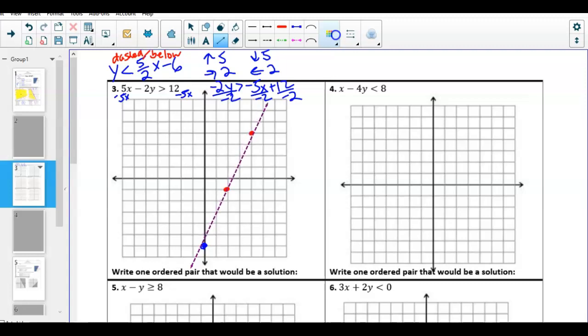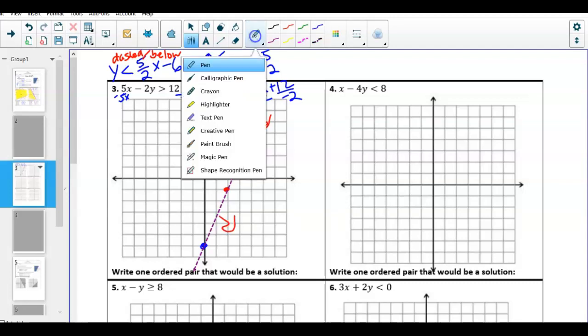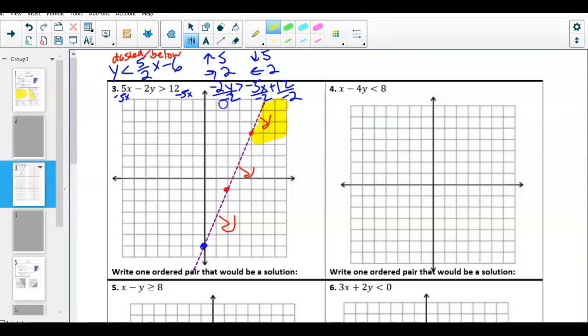So mine's going to look something like this, except it's a little off. That looks a little bit better. And I need to shade below this line, so if you like the arrows, I'm going to go back. That would be this way, below the line. So this area right here. Right? Now in this case, it just says write one ordered pair that would be a solution.